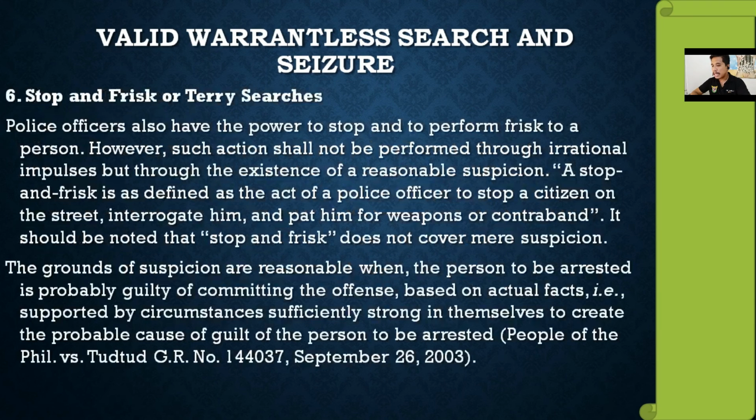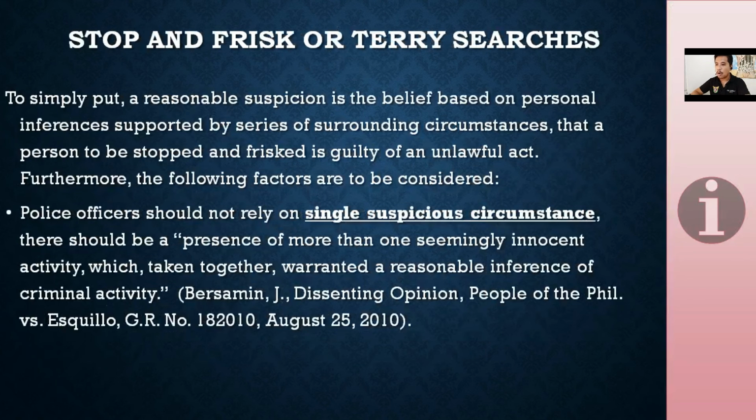Number 6 is on stop and frisk or Terry searches. Police officers also have the power to stop and to perform frisk on a person. However, such action shall not be performed through irrational impulses, but through the existence of a reasonable suspicion. A stop and frisk is defined as the act of a police officer to stop a citizen on the street, interrogate him, and pat him for weapons or contraband.